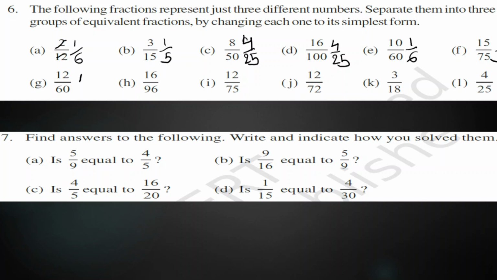And here 12 is the common factor. So 1 by 5. And here the HCF is 16 and 16 is the common HCF. So this is nothing but 1 by 6. And here 3 is the HCF.